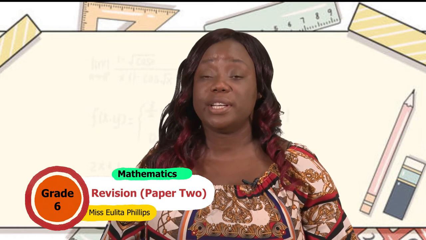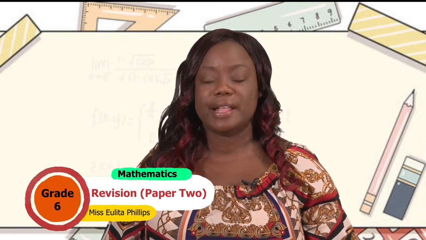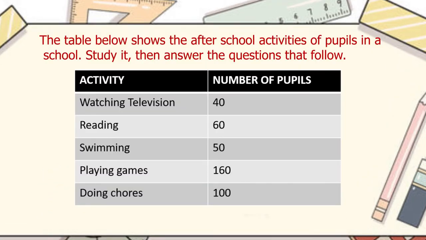So let's dig in. The first question I have here, it's a table. Let's read the instructions. The table below shows the after-school activities of pupils in a school. Study it, then answer the questions that follow. Boys and girls, take a minute to study the table, and then we will get into the questions.